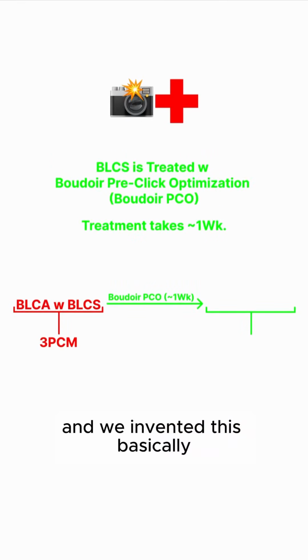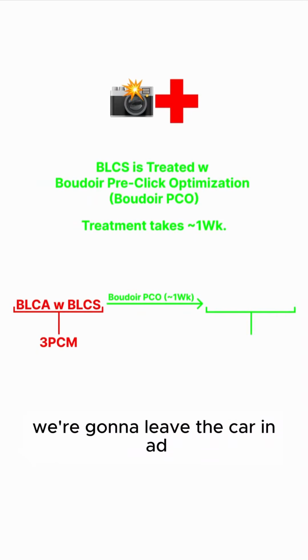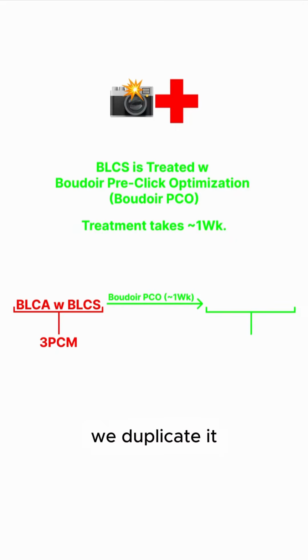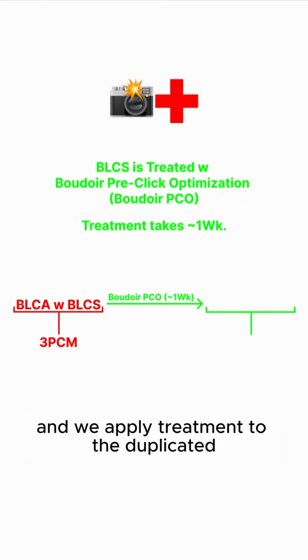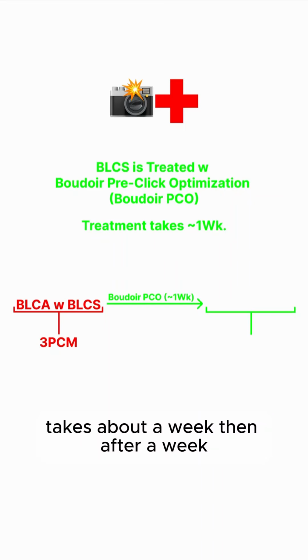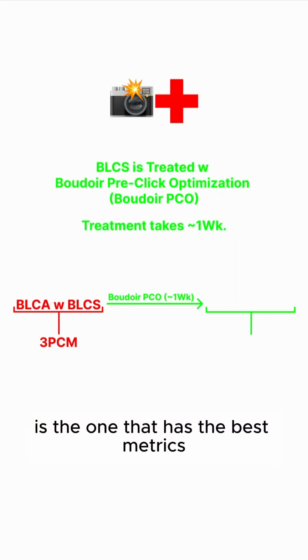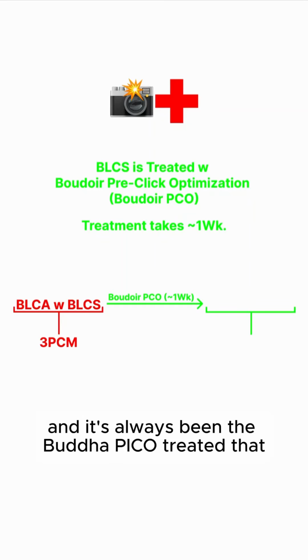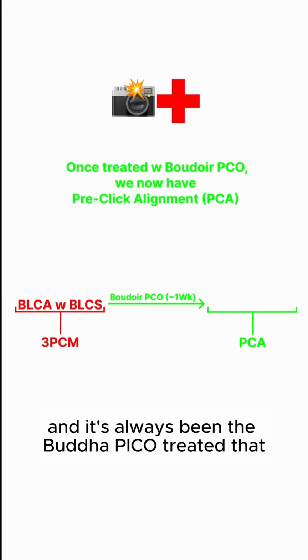We invented this. Basically, we leave the current ad, we duplicate it, and we apply treatment to the duplicated Boudoir Facebook ad. It takes about a week. Then after a week, we keep whichever one running has the best metrics. And it's always been the Boudoir Pico treated ad.